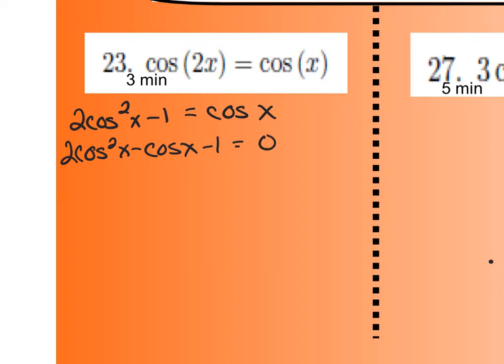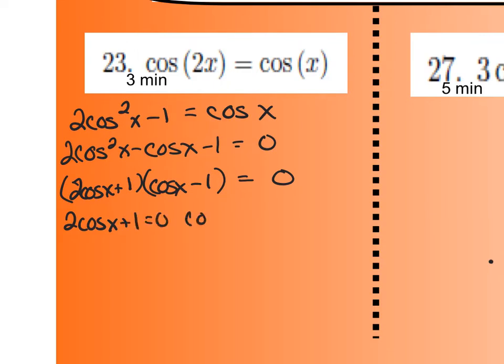And I see that it has the form of a quadratic. It looks like something squared, and then the linear term in the middle, and then the constant. So I'm going to factor this, 2 cosine x, and then to get a 1, I have to write 1's in the back, and I need negative cosine, so this must be a -1 and a +1. So then I've got 2 equations that I'm going to set equal to 0, and I'm going to solve each one. I'm going to subtract 1 and divide by 2, and I get -1/2, and add the 1.